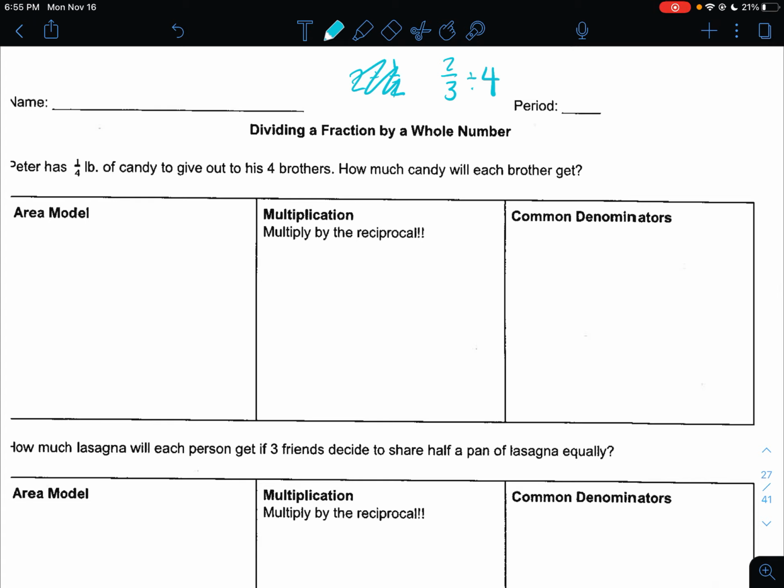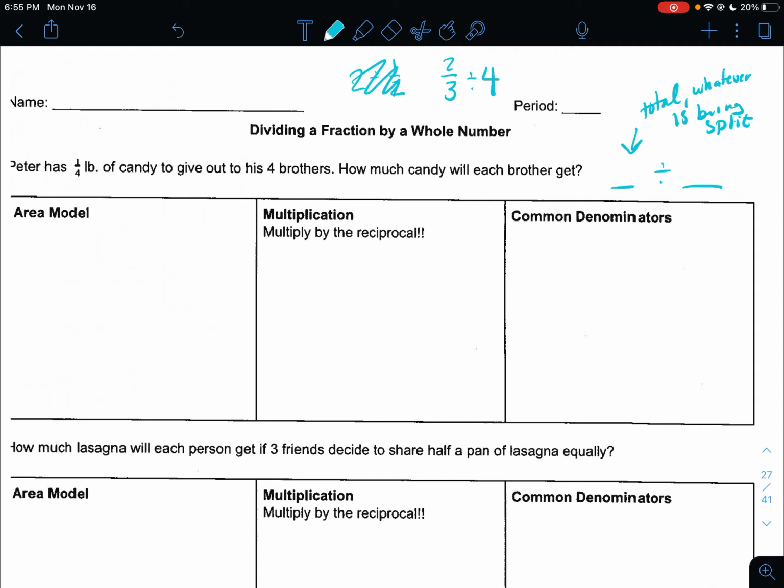So Peter has 1/4 pound of candy to give out to his 4 brothers. How much candy will each brother get? So we are doing division, so it's obviously going to be division, but to set up your problem, what divided by what? I always like to tell kids that the first number is the total or whatever is being split up.